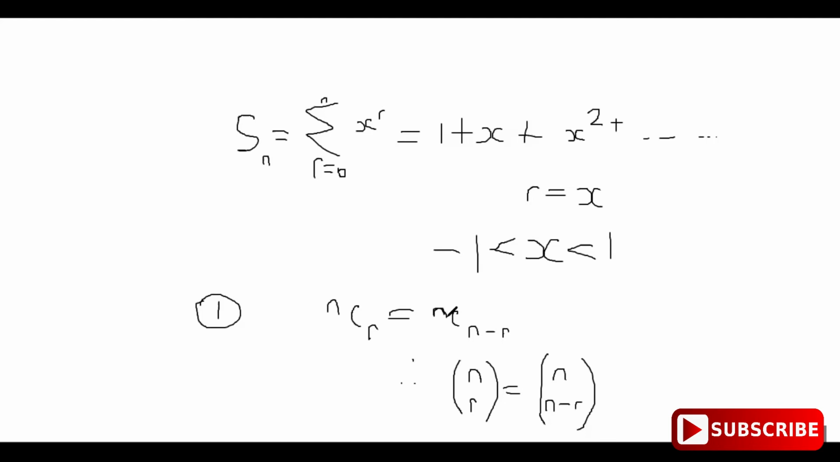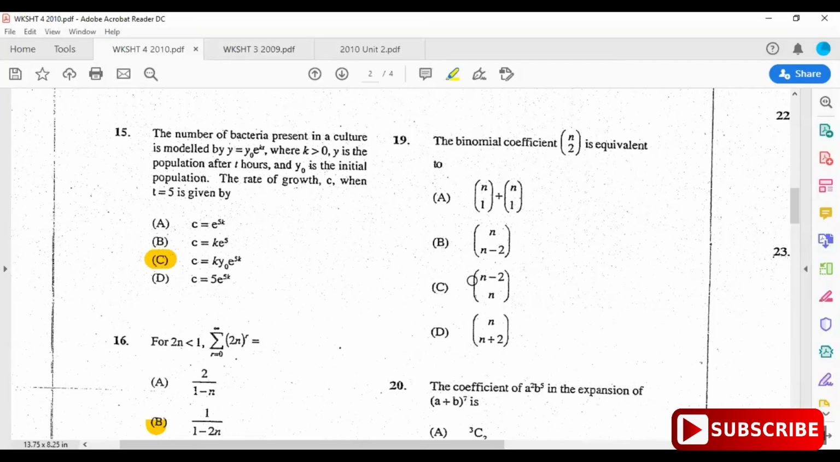And we can prove it if you want. N choose R, remember, is N factorial over R factorial times N minus R factorial. You can do the same and replace R with N minus R, and you're going to get the same thing. So you can just remember it: N choose R is equal to N choose N minus R. That's B.